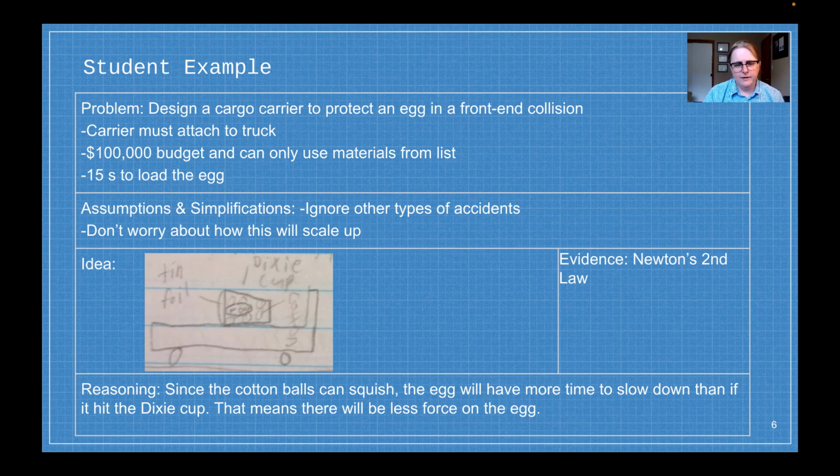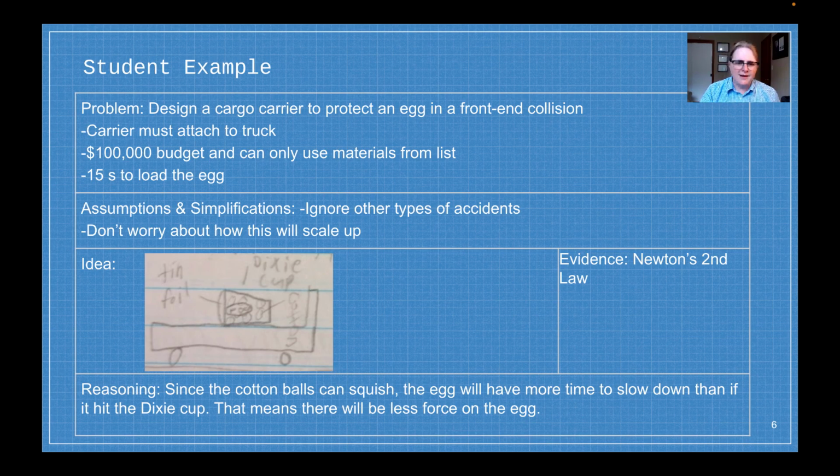Now the idea here, this student thought to take a Dixie cup, line it with cotton balls, and then shove the egg right in there. I've got no illusions. This student very, very well could have come up with this idea by tinkering. In fact, solutions like this are often students' first instinct. But what I think is useful here is that this student was able to articulate how Newton's second law justifies that this is a good idea.